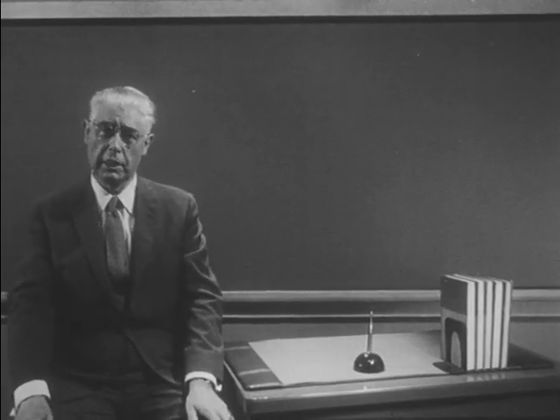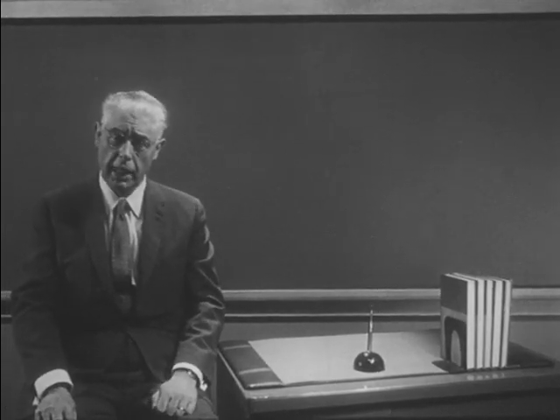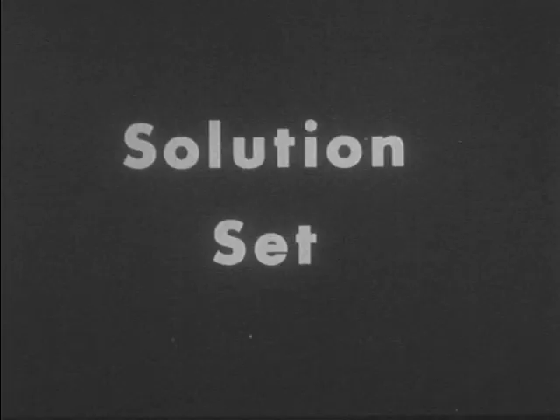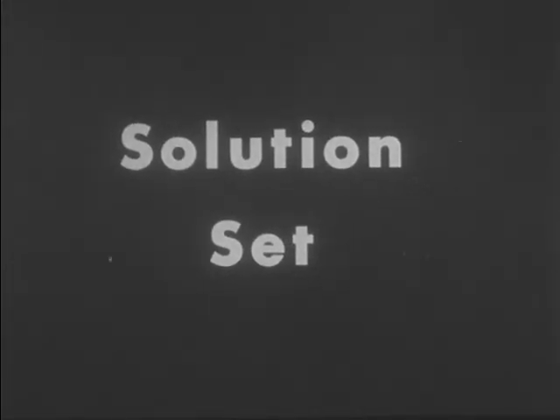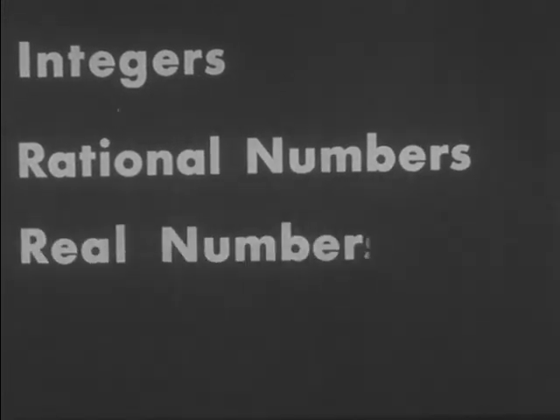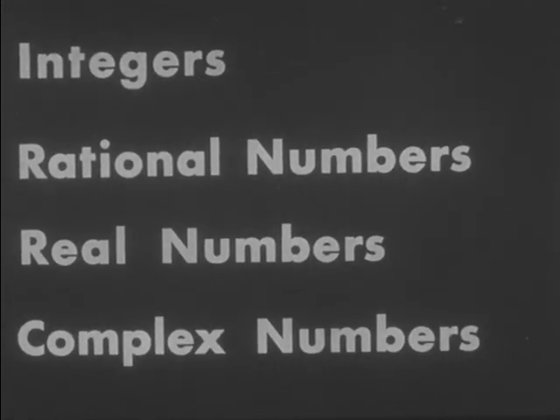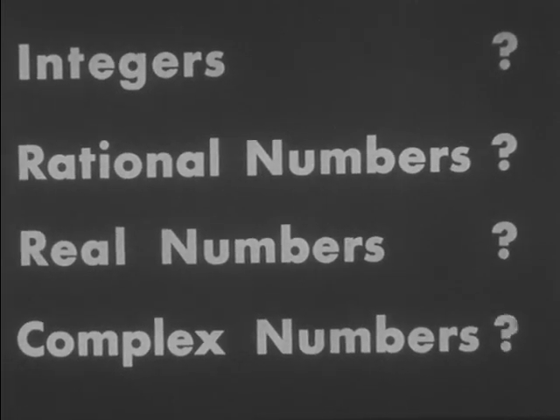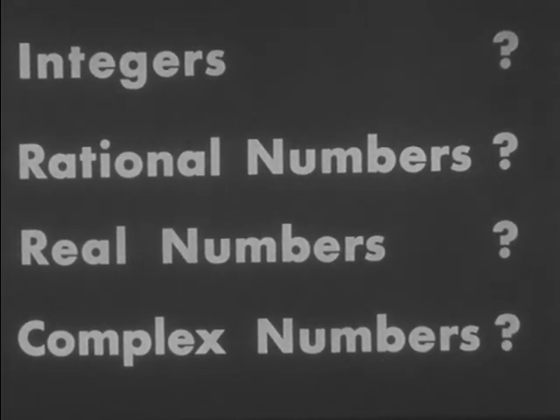Now let's explore some of these ideas we've seen discussed. First, we'll talk about solution sets. The replacement or universal sets used in high school algebra are usually all or part of these number systems: integers, rational numbers, real numbers, and complex numbers. It's most important that we keep in mind which of these systems is the universal set for the particular problem that we have under consideration. It makes a great difference.